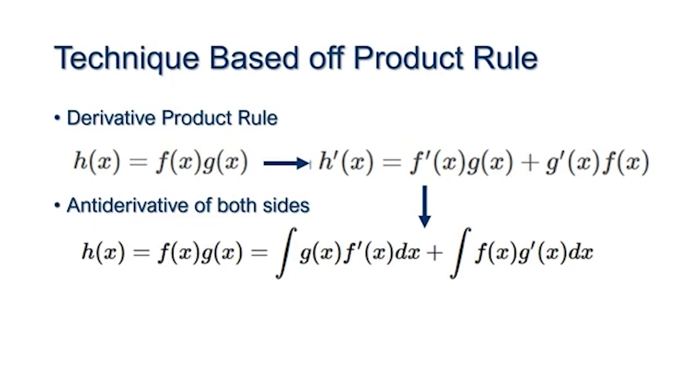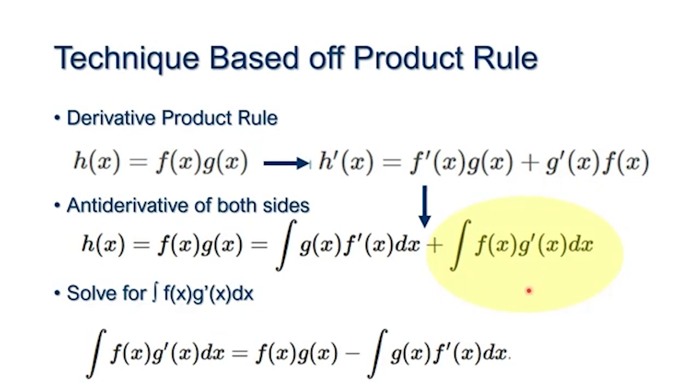We can take the antiderivative of both sides of this equation and find the following, that the antiderivative of our h prime of x will just be h of x, which we know is equal to f of x g of x. Taking the antiderivative of our f prime of x g of x plus our antiderivative of our g prime of x times f of x. We will then be able to solve for our antiderivative of f of x g prime of x and come up with the following equation.